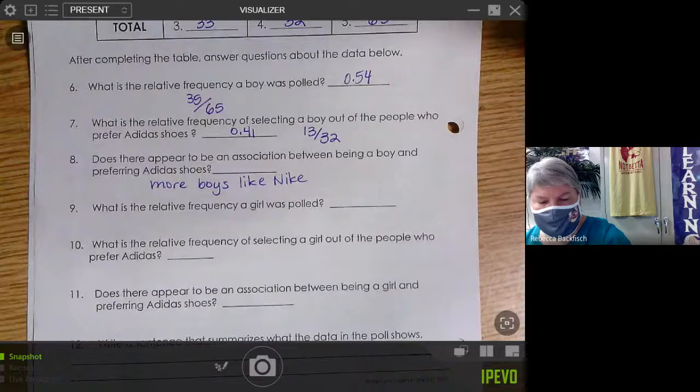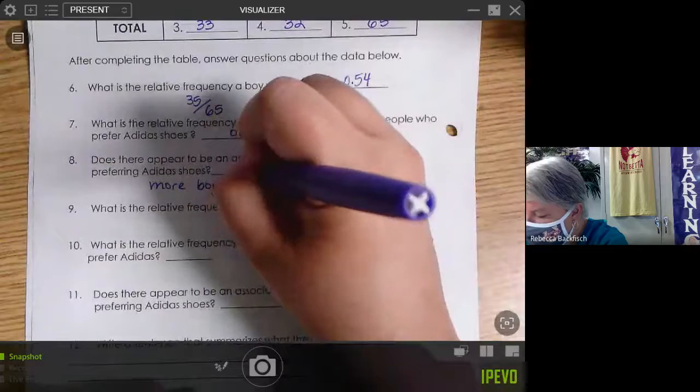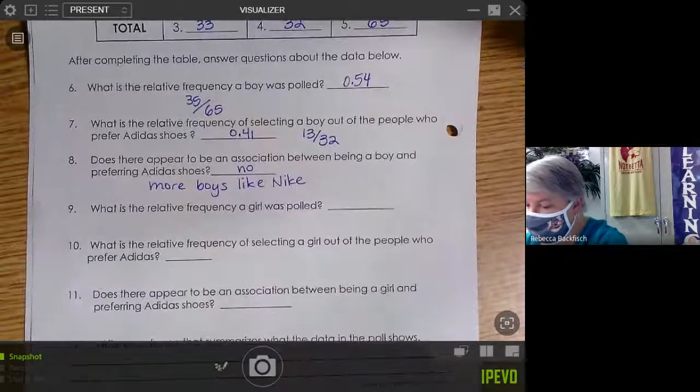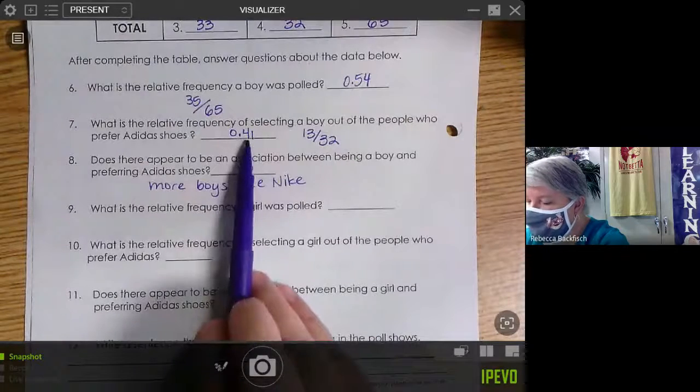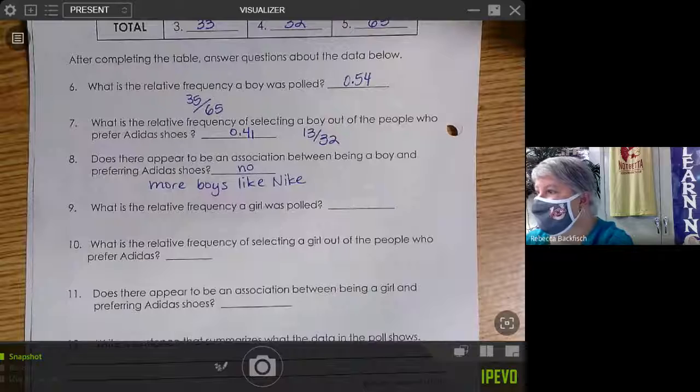Looking ahead on this worksheet, when they ask, is there an association, they're really asking, is there a positive association? And I would say no, because more boys like Nike, and also because only 41% of boys like Adidas. It would have to be more than half for me to say yes, there's a positive association.